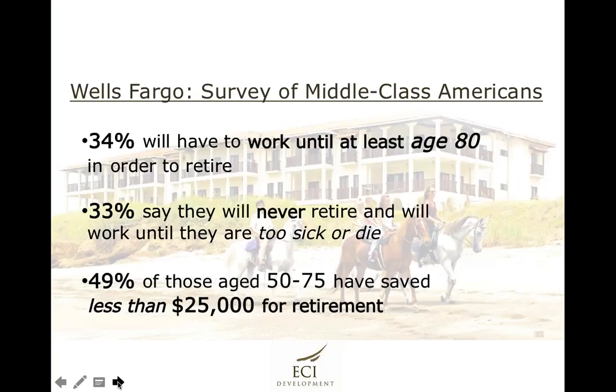And then really quickly, back to that retirement demographic, a Wells Fargo survey of middle-class America, 34% stating they'll have to work until at least 80 until they can retire. 33% say that they will never retire and will work until they're too sick or die. And 49% of those aged 50 to 57 having saved less than $25,000 for retirement. So that retirement plan in the US might not be looking so bright at this moment for those individuals, but south of the US border, it's very possible.